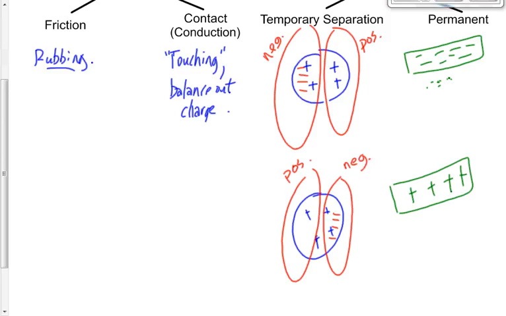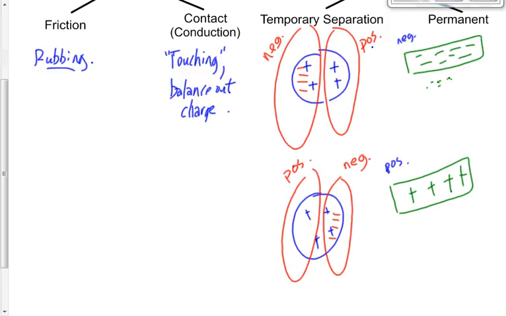I want you to take special note of this. The side of a neutral object that's closest to the charging object, notice, is opposite. This is positive, this is negative. This is negative, this is positive. That's always going to happen.